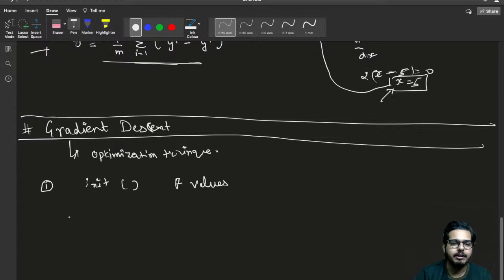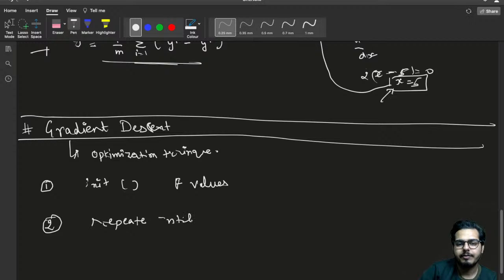Anything, fine. Now the second step is, so this is the most important step. So the second step, it looks like you need to repeat until convergence.